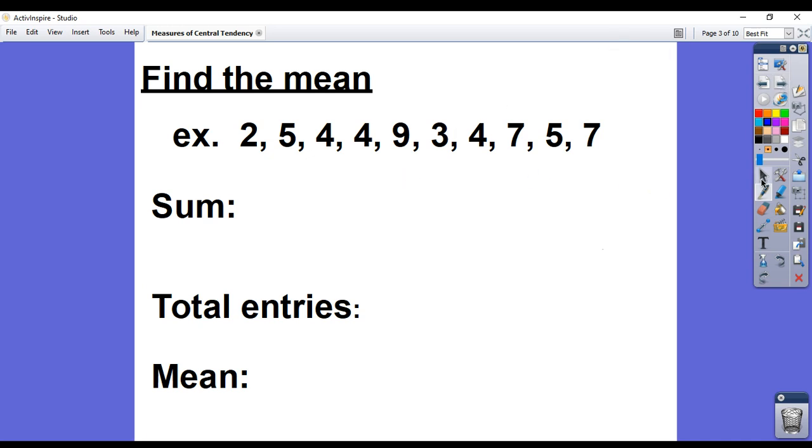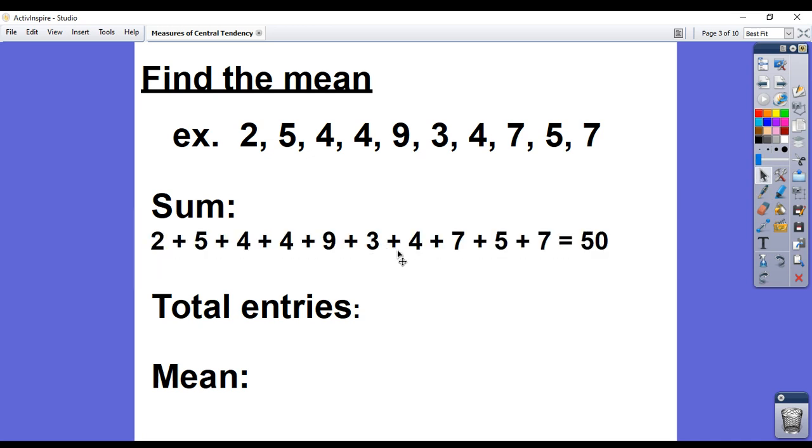In this case, when we add up the numbers, we end up getting 50. We also just need to find out how many entries there are, so we can count the number of entries. And in this case, there happens to be 10 entries. Finally, to find the mean, we take the sum of 50 and divide by the number of entries 10 to get 5 as the average.